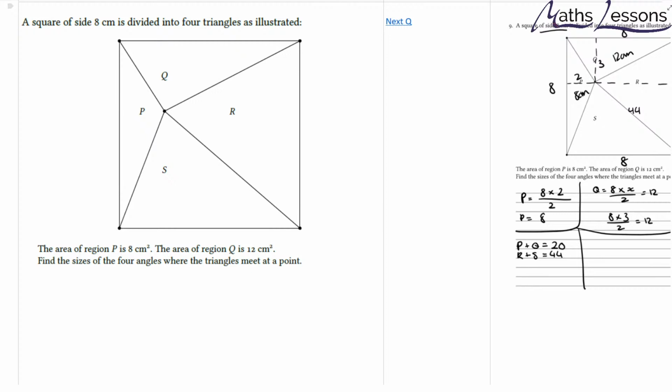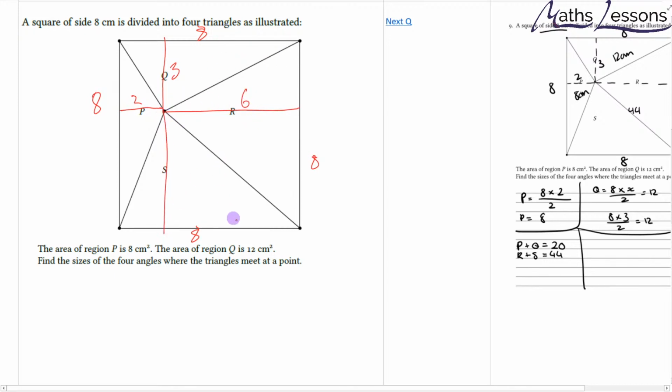Right, so here we go. We've got the square 8 centimeters, so we know each side is 8 centimeters. And we know the area of region P is 8. So if half the base times the height is equal to 8, half of 8 is 4, times by 2 gives us an area for region P of 8. Now Q, we know that's 12, so 4 into 12 goes 3, so we know that has a height of 3. And once you've done that, we can see that this one has a height of 6, take 2 away from 8, and this one must have a height of 5, take that away from 8.